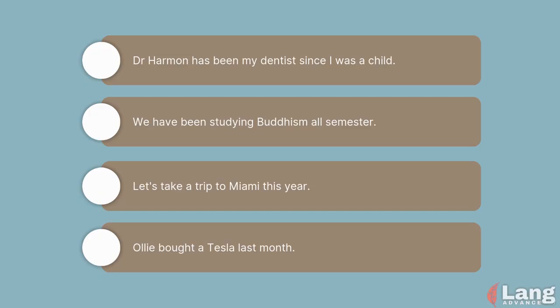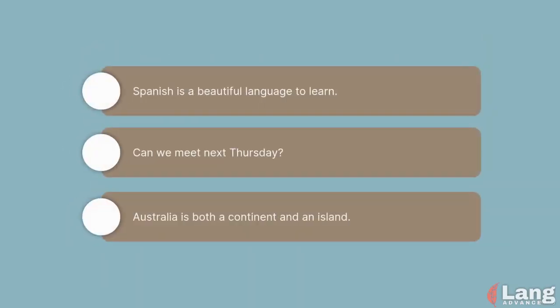Let's take a trip to Miami this year. Ollie bought a Tesla last month. Spanish is a beautiful language to learn. Can we meet next Thursday? Australia is both a continent and an island.